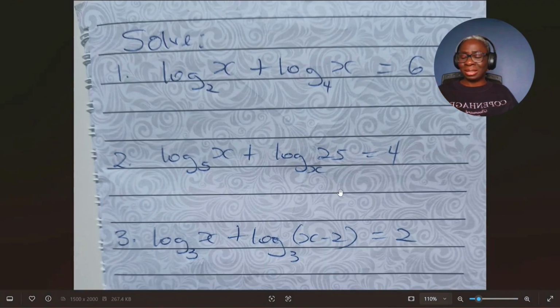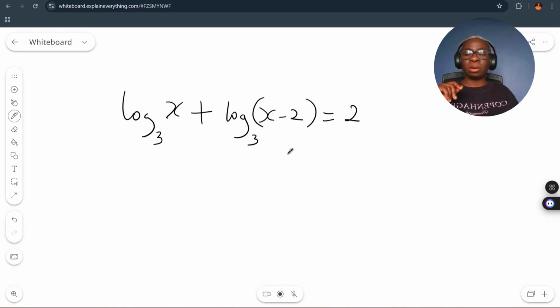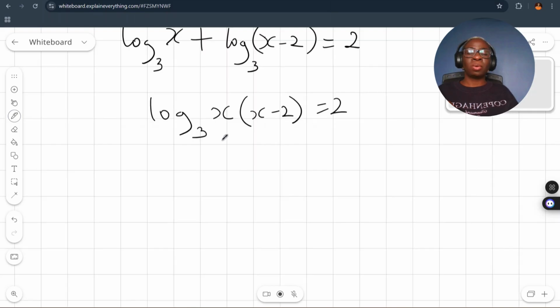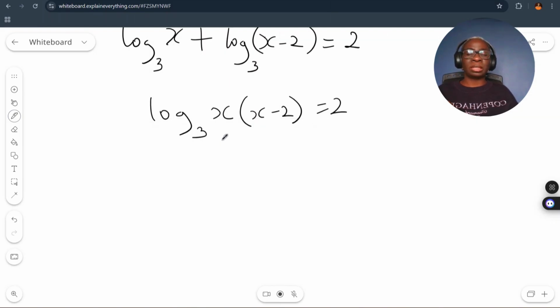Now let's try the third question. Since the logs in this question have the same base, we will not need to change base here, but let's see how to solve this. So we have plus here, that means we will be multiplying since they are in the same base. So this will be log base 3, and then we have x into bracket x minus 2 to be equal to 2.